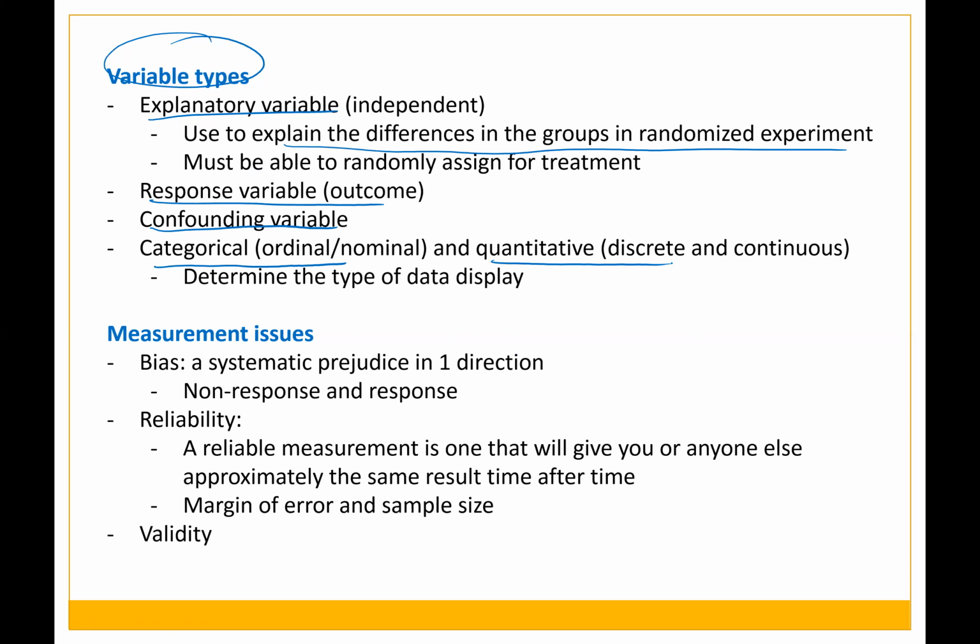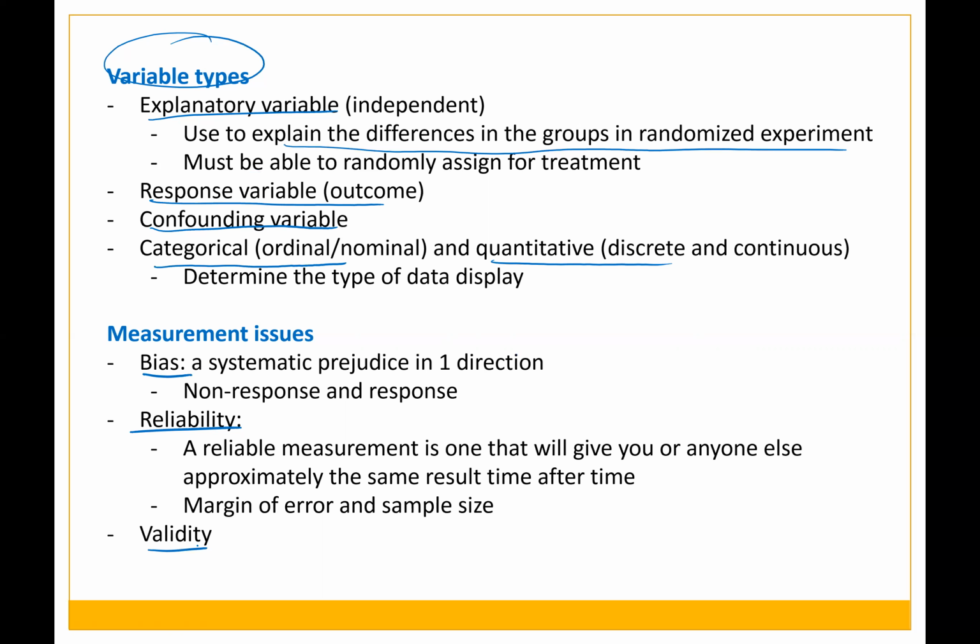Then we have measurement issues. Some of the problems when we try to do a study and survey are bias and reliability. Validity is also one of the important things, but it's not really discussed in this course. It comes when you get a result and you want to compare it with existing literature and maybe some recent studies similar to yours, and see how much the result differs. But we mostly talk about bias and reliability.